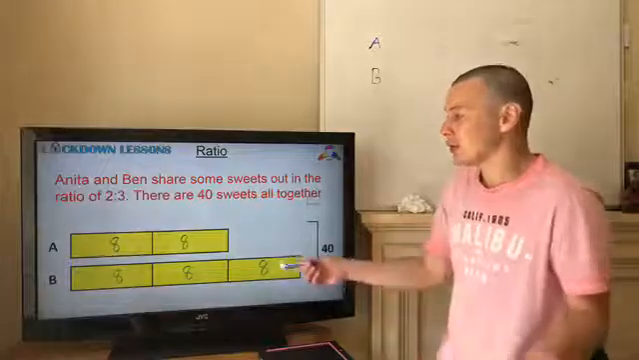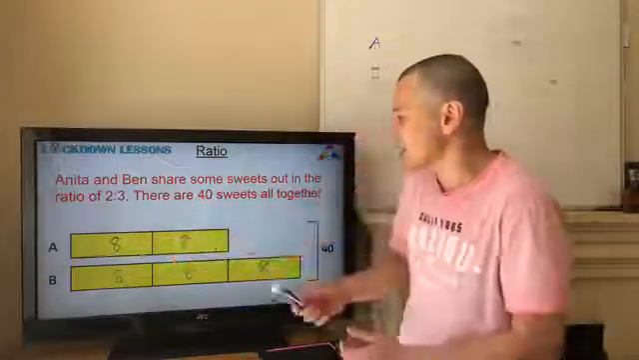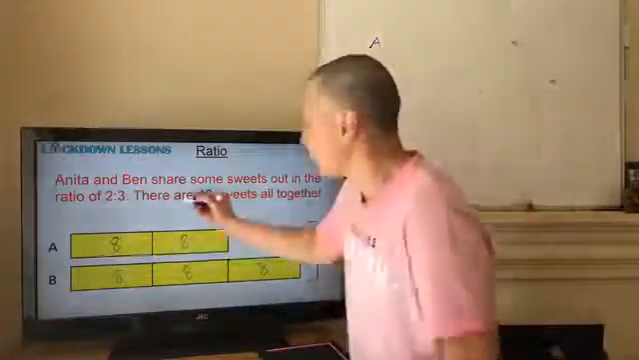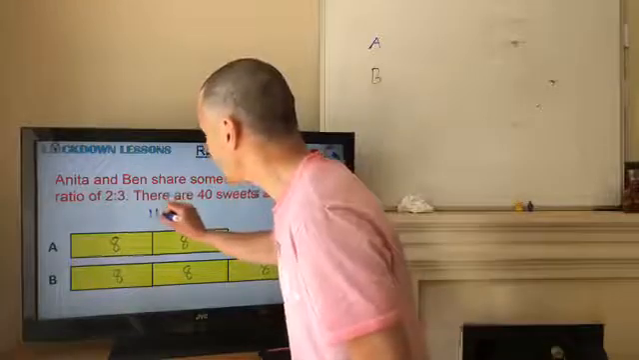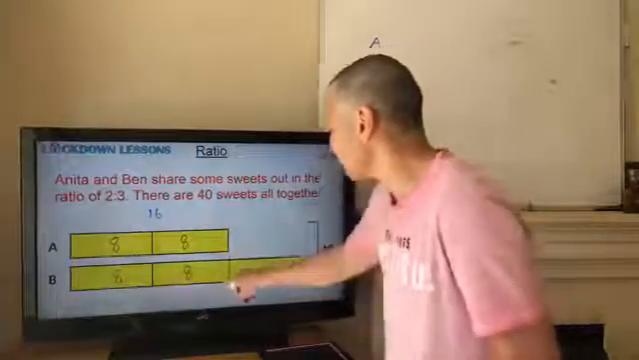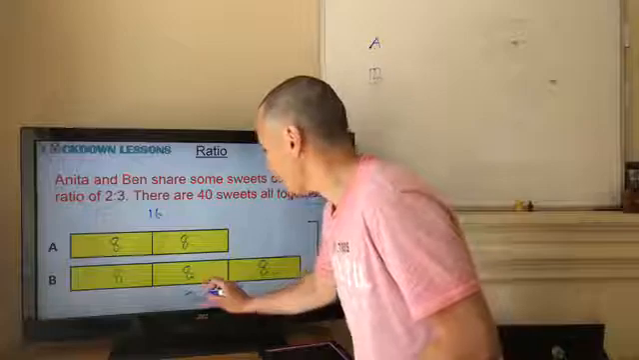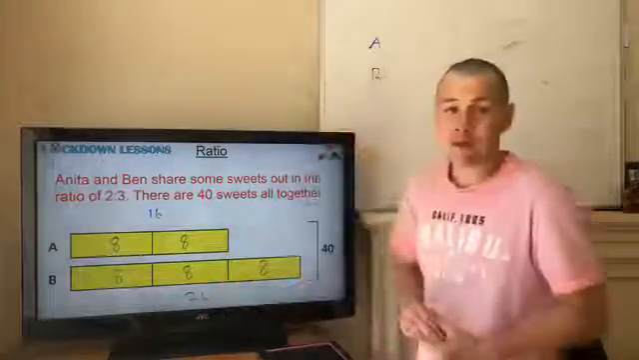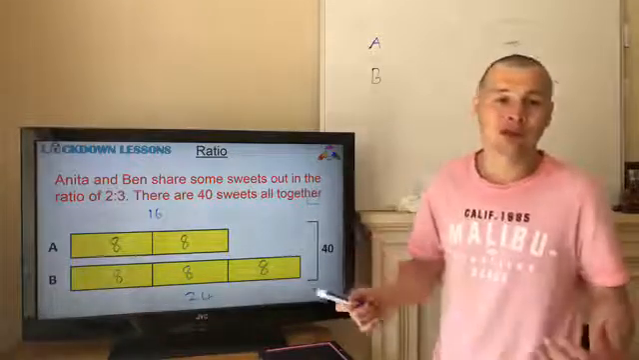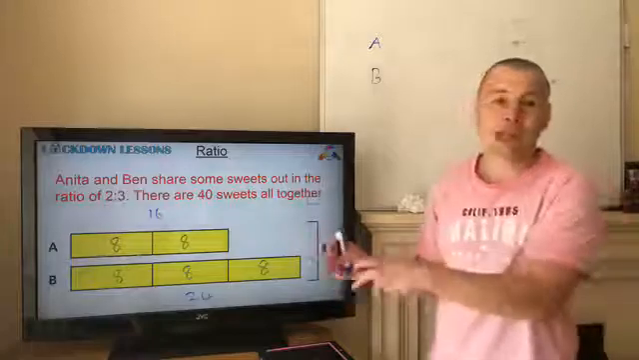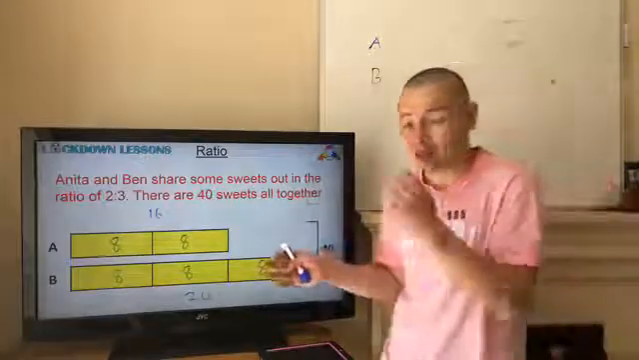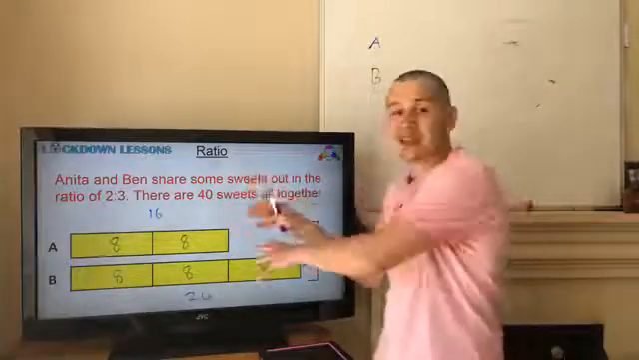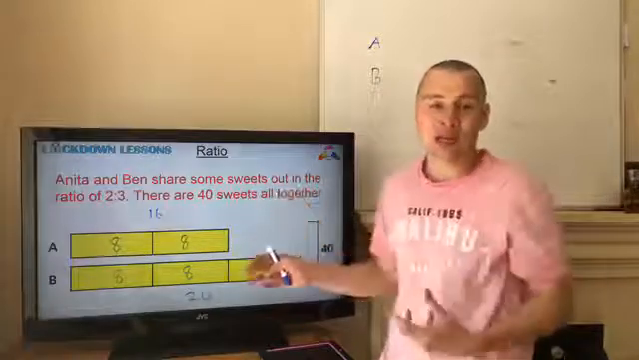You might then have said, well, I know that Anita has 8 plus 8, so Anita has 16 sweets, and Ben, 8 plus 8 plus 8, has 24 sweets. So you fill in all the information first before you read the question. And this is a really important thing, particularly for GCSE maths exams, that you fill the information in first and then look at the question.